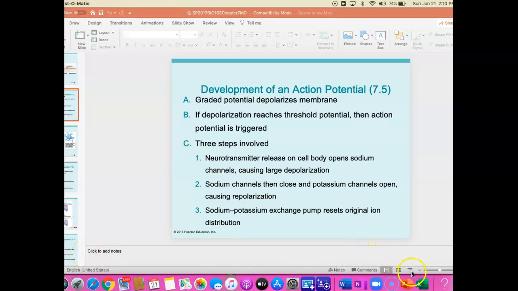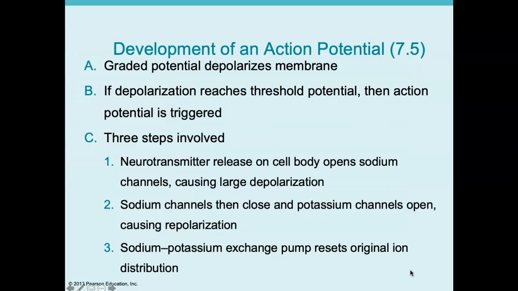We're going to do a quick review of an action potential and then move on. So remember, it starts with a graded potential. That is, there's a stimulus and the ions switch places across the membrane. Positive ions enter the cell. And if there is enough of a stimulus, the threshold potential is reached and an action potential is triggered.